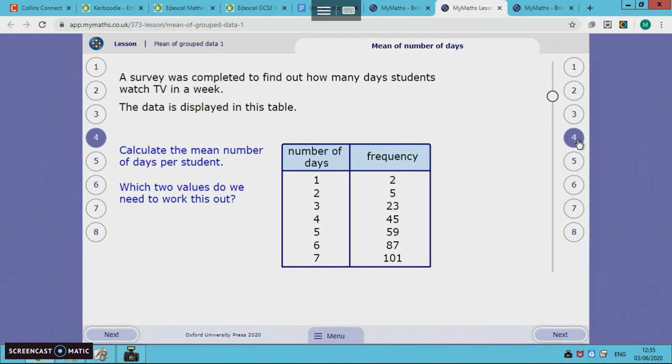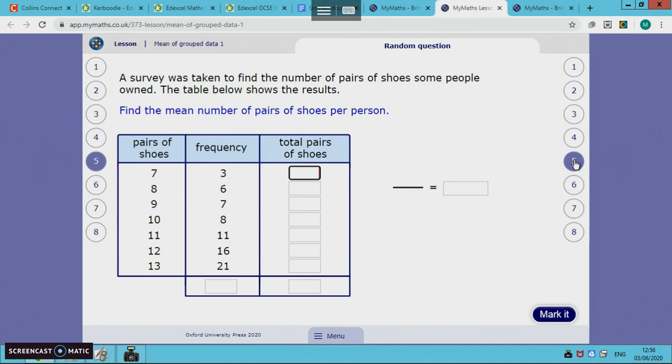I'm sure that was enough revision for you for that frequency table. We're going to move on to grouped data now, and you'll see what I mean by grouped data.